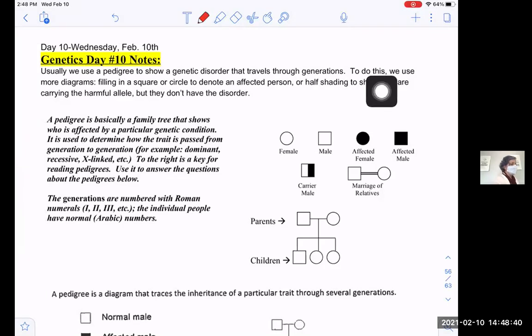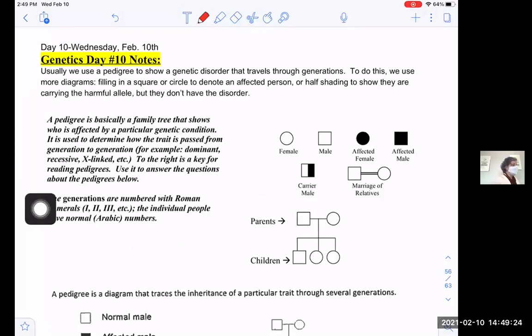So to do this, we use more diagramming. What we do is we fill in a square or a circle to denote a person, an affected person, or a person who has a disorder. So if somebody in the family has a genetic disorder, we fill in their square or their circle. And then we also can half shade in a square or a circle to show if somebody is carrying a harmful allele, but they don't have the disorder. So we represent a carrier by coloring in their shape halfway.